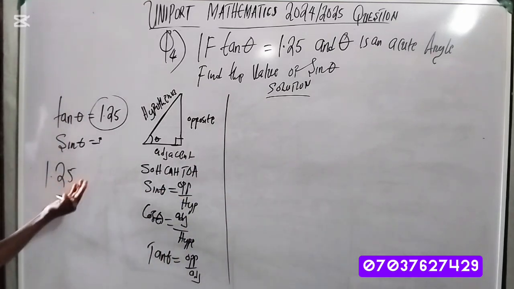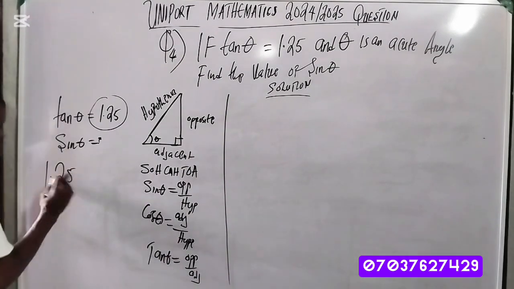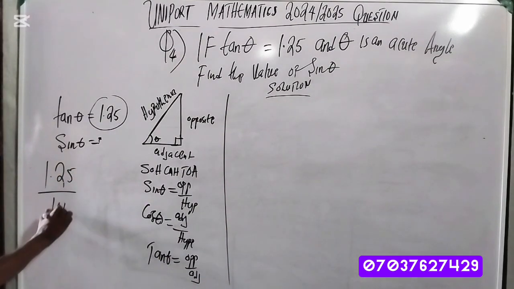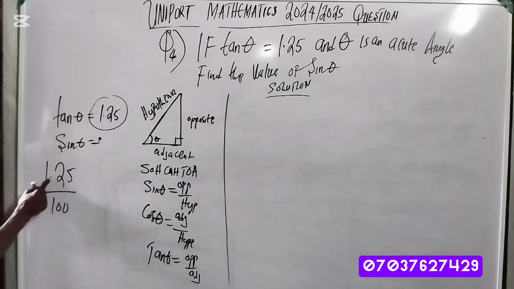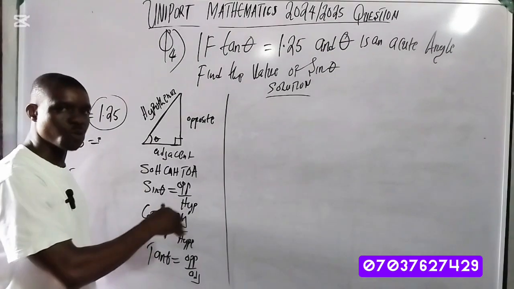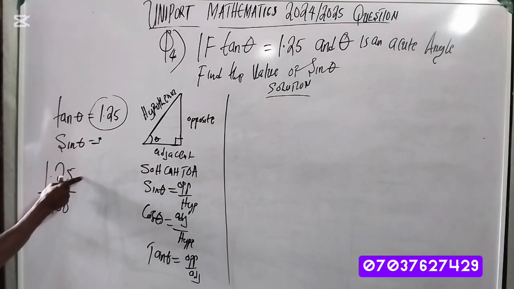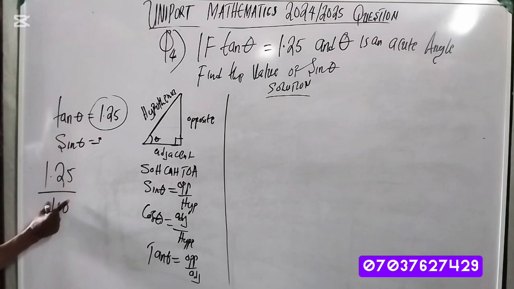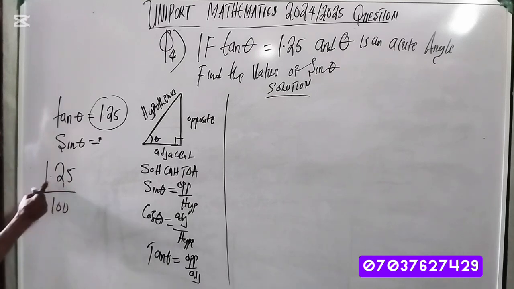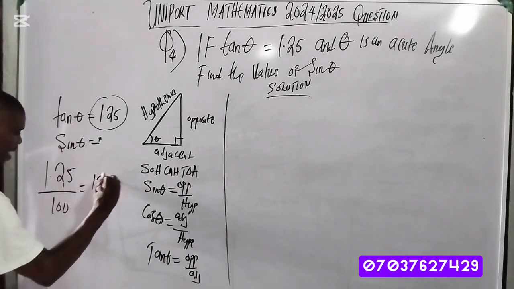Now this is a decimal, and you have to change decimal to fraction. If you change decimal to fraction here, you have 100. To remove the decimal point, remember you have to count the digits after the point. This point means 1, and these two numbers mean 0, 0. That's why we have 100. So it's going to be 125 over 100.